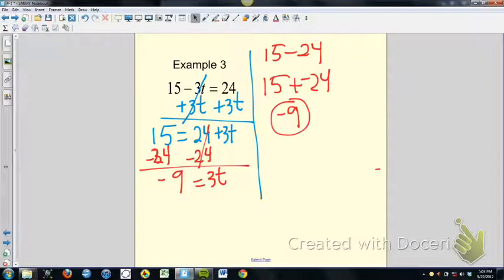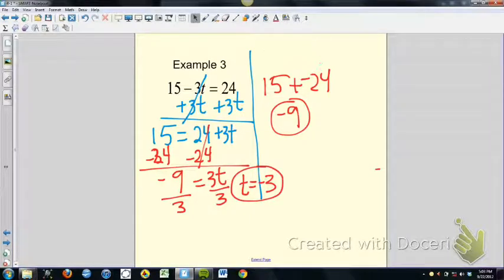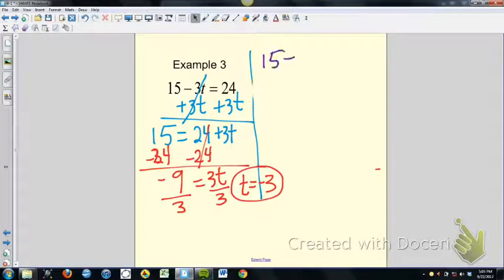Now to get rid of the multiplication, let's divide by 3. Okay, and so you'd have t is equal to negative 3. And that's the answer. You could check that. Okay, another way of solving it, so let's go back to our original problem here. We'd have 15 minus 3t is equal to 24.